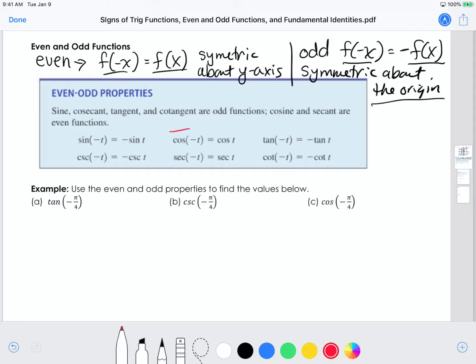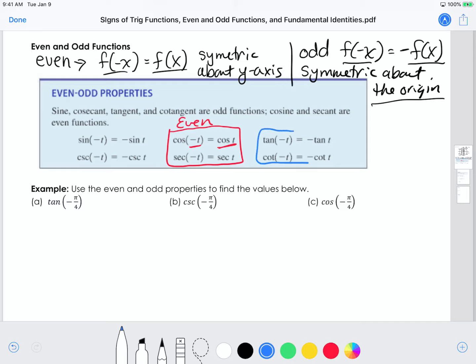The even trig functions are cosine and secant. So that means if I plug in the opposite sign of my input, I'm going to get the same thing out whether I plug in the positive value or the negative value. I'm going to get the same value for my output.